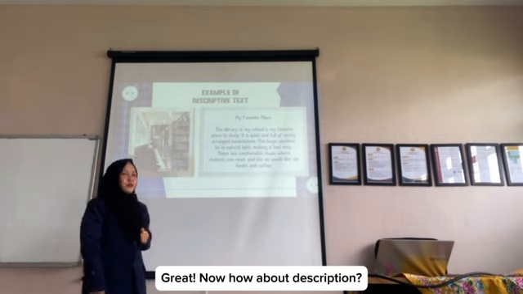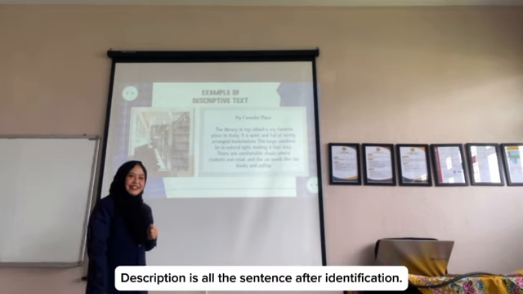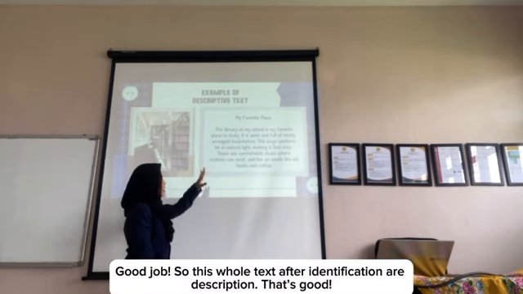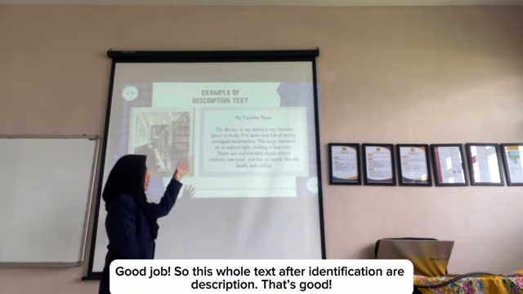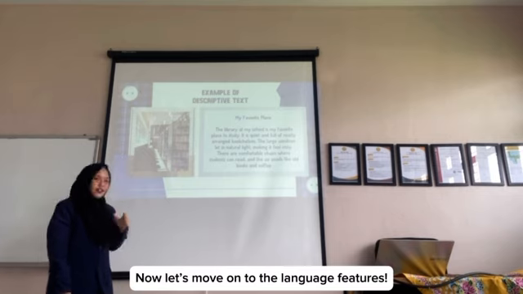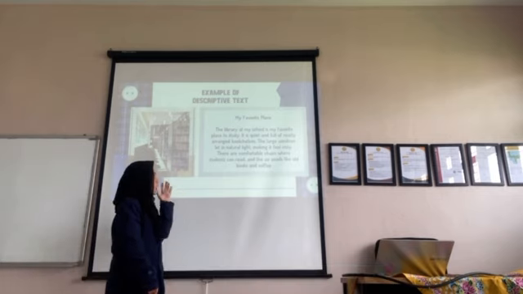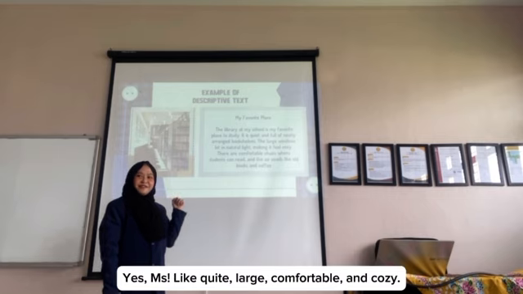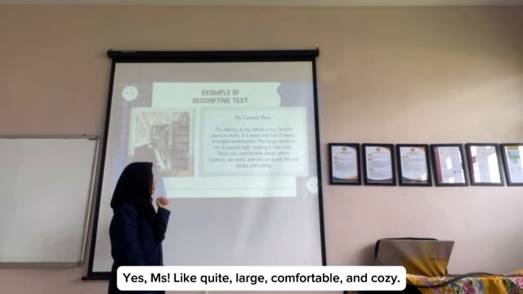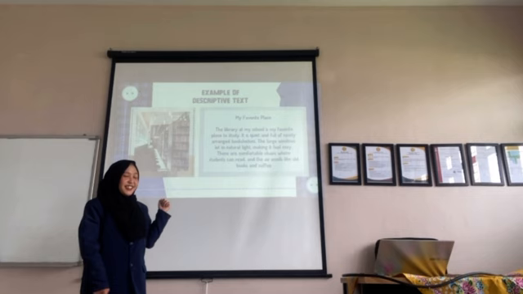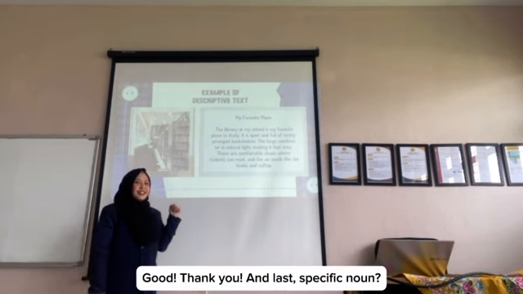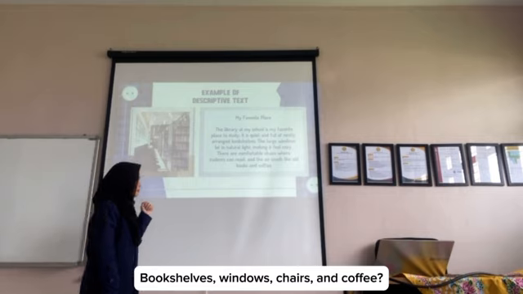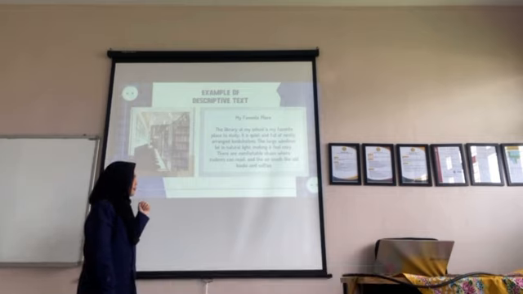Great. Now how about the description? The description is all the sentences after the identification. Good job. So this whole text after identification is description. That's good. Now let's move on to the language features, guys. Can you identify the adjectives in the text? Yes, quiet, large, comfortable, and cozy. Good. And last, specific nouns. Bookshelf, windows, chair, and coffee.